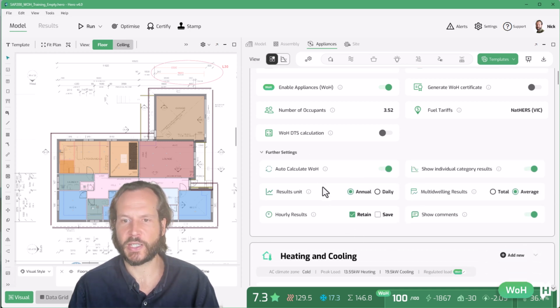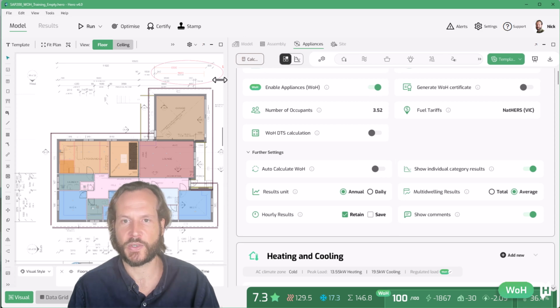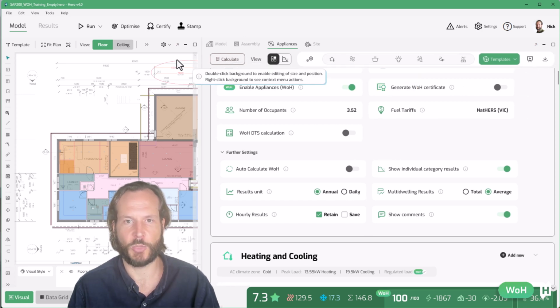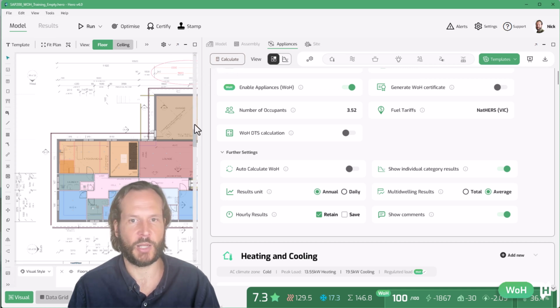In the further settings, you can disable that automatic Whole of Home calculation aspect where every time you change something, the Whole of Home updates automatically. If you've got, say, a really large multi-dwelling project, you're very welcome to turn that setting off, and then you'll start to see this calculate button shown at the top of the Whole of Home, and now you'll need to hit that to do a quick Whole of Home update. Again, it's super quick when you do that, don't forget it though.